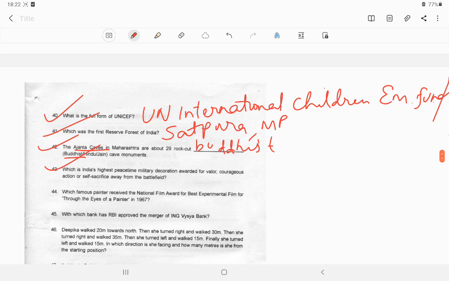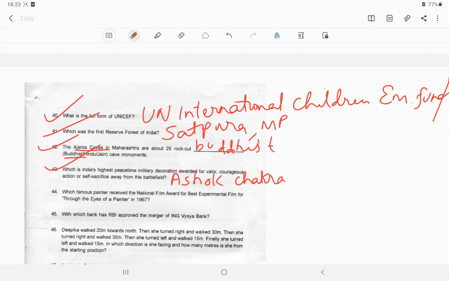India's highest peacetime military decoration, awarded for valor, courage, or self-sacrifice away from the battlefield. So the answer is Ashok Chakra. The award given in peacetime is the Ashok Chakra.